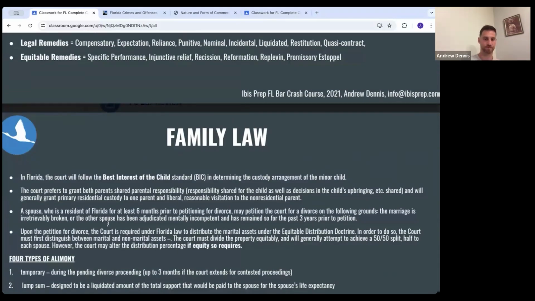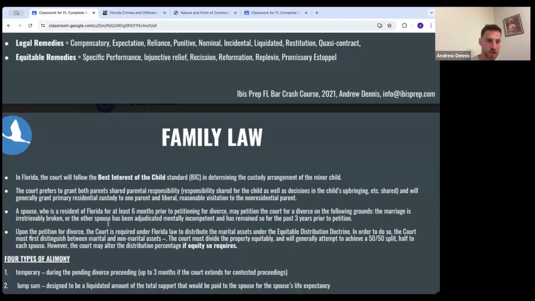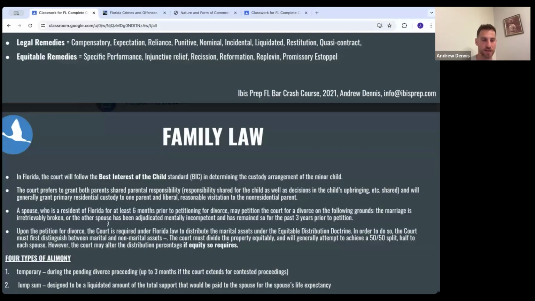Okay, so in Florida, the court will apply the best interest of the child standard in determining the time sharing agreement. Florida prefers to grant both parents shared parental responsibility. And generally they grant the primary residential time sharing to one parent and liberal, reasonable visitation to the non-residential parent. This is a constitutional right in Florida, the right to the upbringing of your child. So unless there are deviating factors, both parents will be allowed time sharing rights to the children.